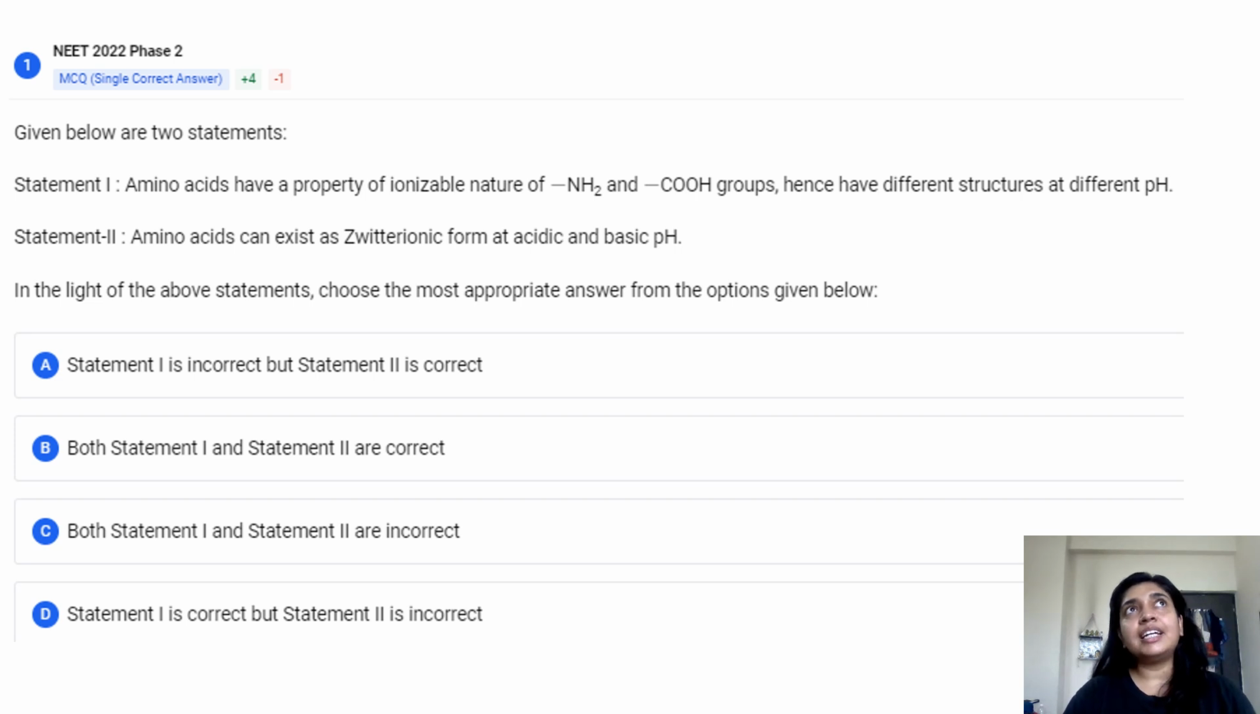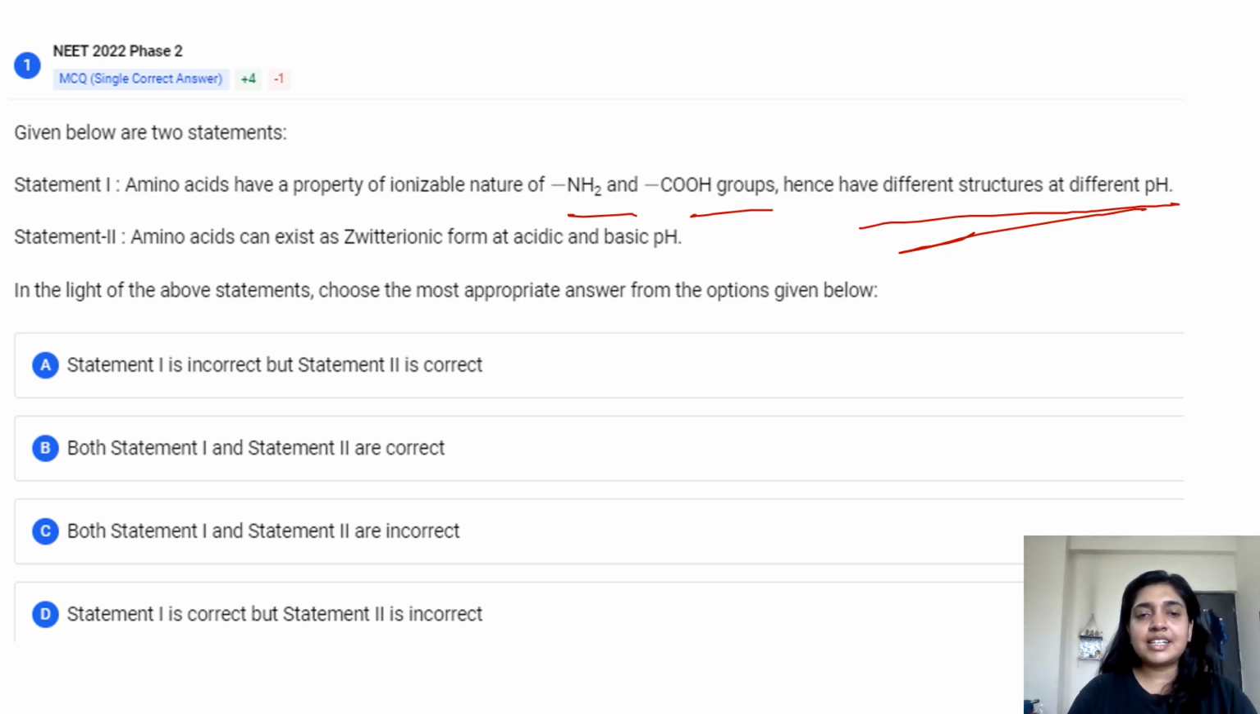So that now becomes a question that is linked to biomolecules, because you should know that in the biomolecule of nucleotides, phosphorus is present. However, in your proteins, sulfur is present because of those two amino acids. All right. So given below are two statements. Amino acids have a property of ionizable nature of NH2 and COOH groups. Hence, they have different structures and different pH. Amino acids can exist as zwitterionic form at acidic and basic pH.